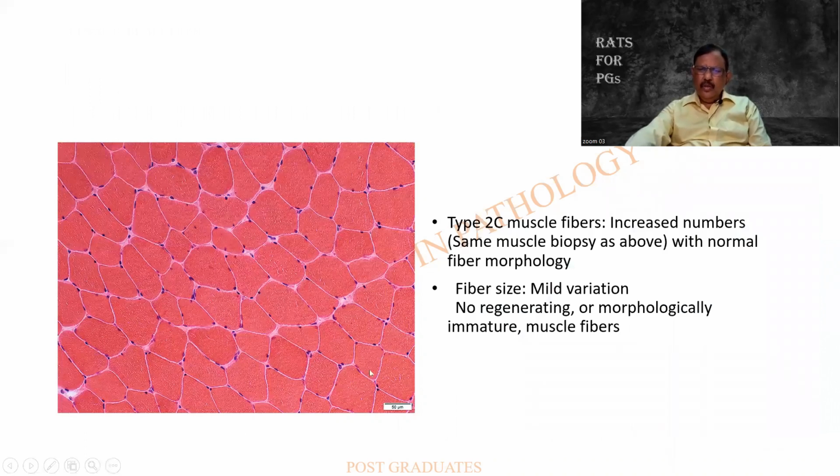So this is almost a near normal one. I am finding polygonal or hexagonal fibers with very delicate septae over here, peripheral nucleus, hardly any inflammation or fatty insinuation. That is why it is a normal fiber.